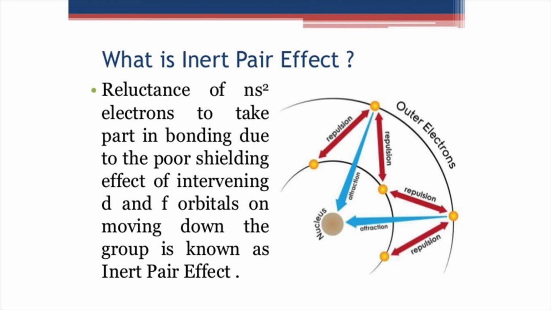Then what do you mean by inert pair effect? The reluctance of ns electrons to take part in bonding due to the poor shielding effect of intervening d and f orbitals on moving down the group is known as inert pair effect.